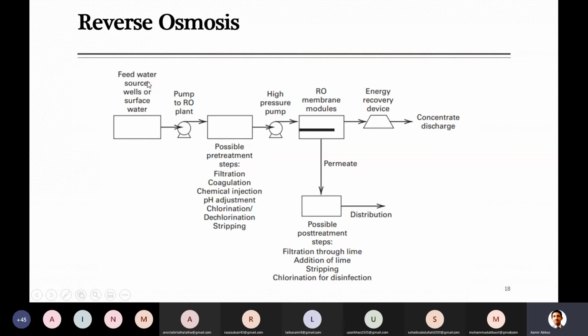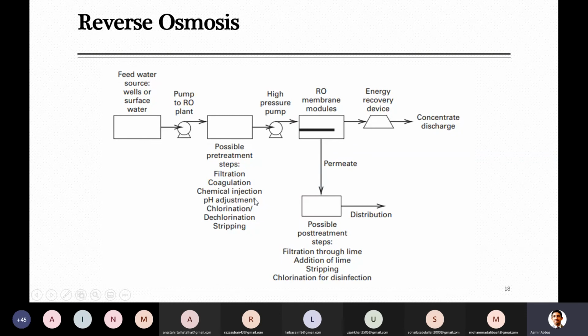Actually, when you bring the feed water, let's say from surface water, wells or anywhere, you pump this water and pass it through the pre-treatment section. Pre-treatment means you are removing various impurities before interacting with the membrane for RO. That can be filtration, coagulation, chlorination and more. And it is not necessary to have all of these.